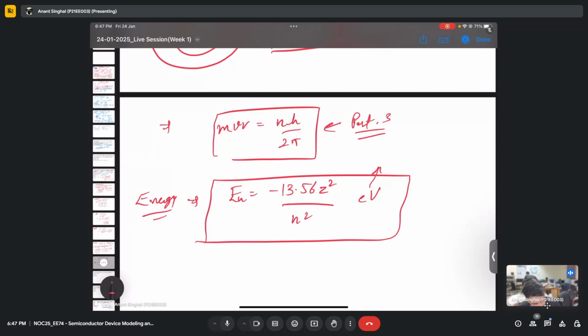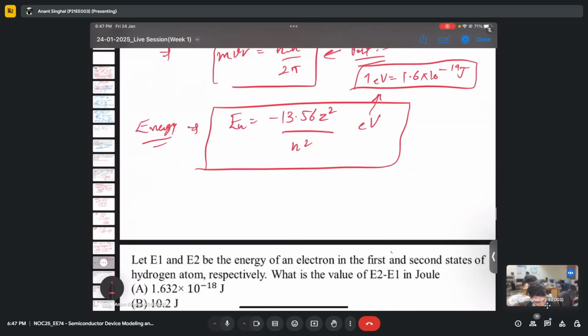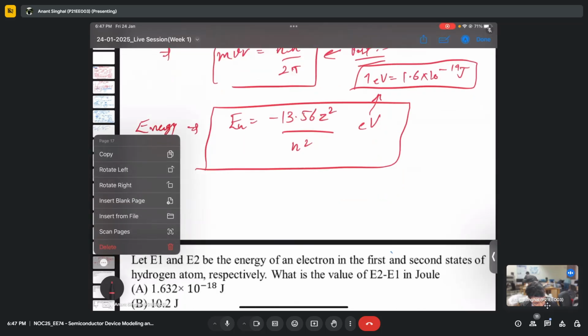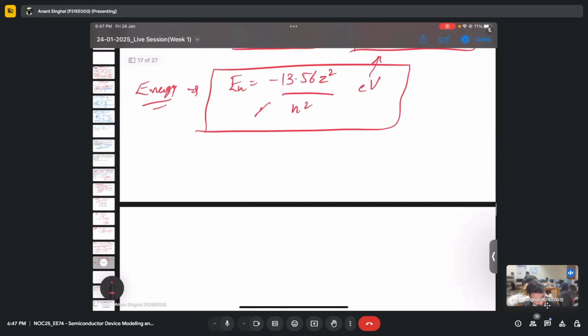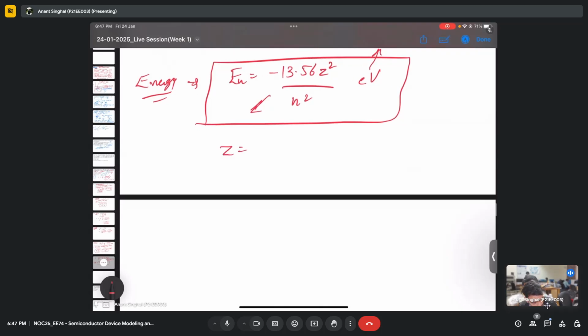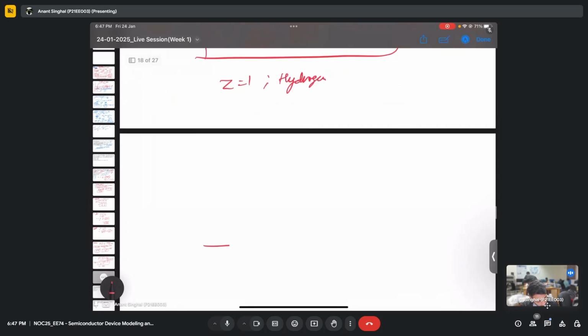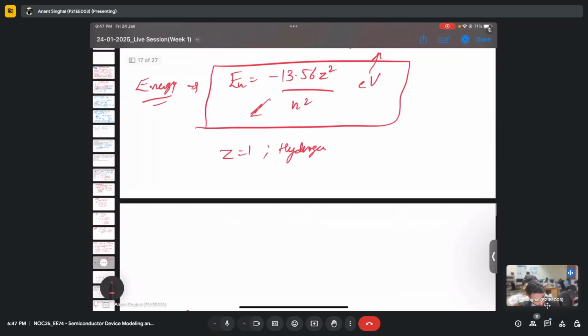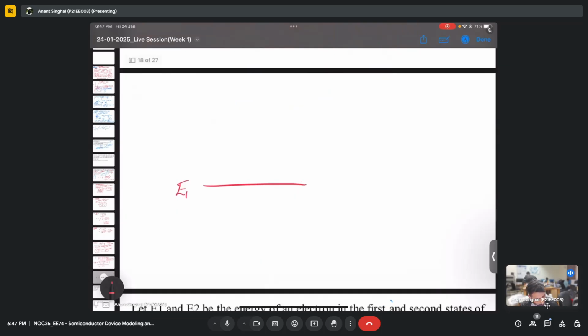And this electron volt means one electron volt is 1.6 times 10 raised to minus 19 joules. And if I try to make it using a diagram, let's say for Z equals 1, which is hydrogen, we can calculate E1 by giving n as 1 and Z as also 1. So it will come out to be minus 13.56 electron volt.